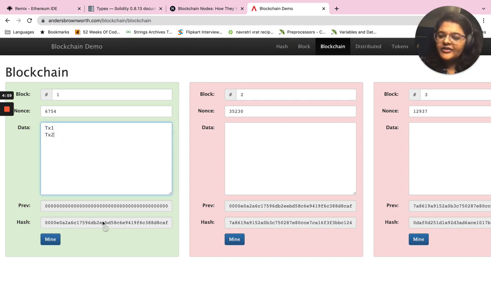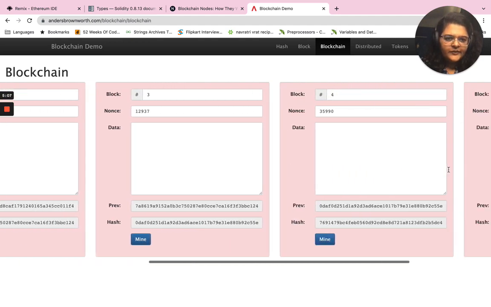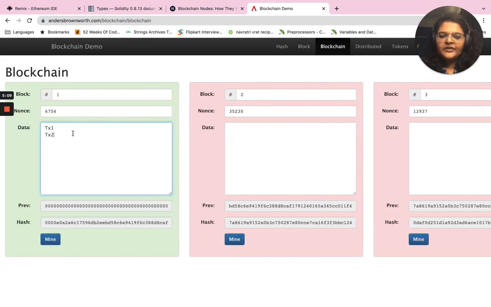Now there is a hash that is produced for this block, which is present in the next block as the previous block's hash. And this is how blocks are connected to each other. When I try to tamper with the data of any block, all of the blocks show errors because they are all connected to each other.